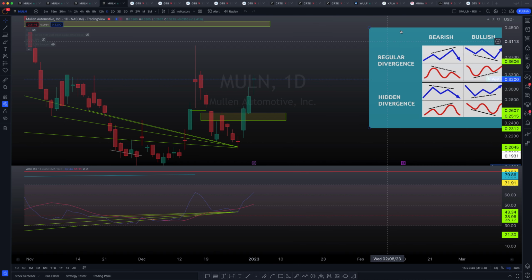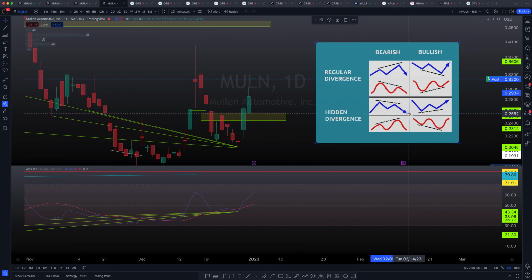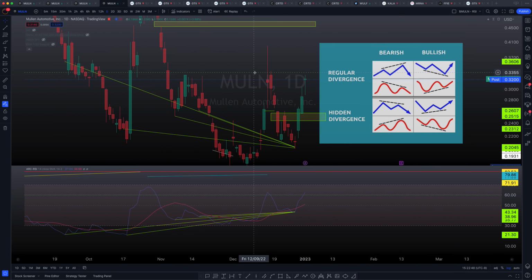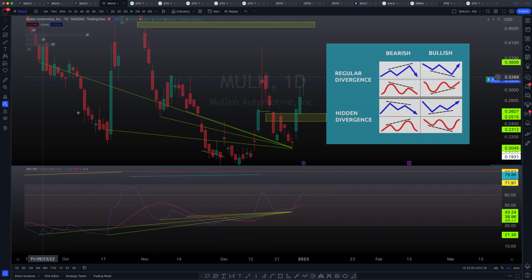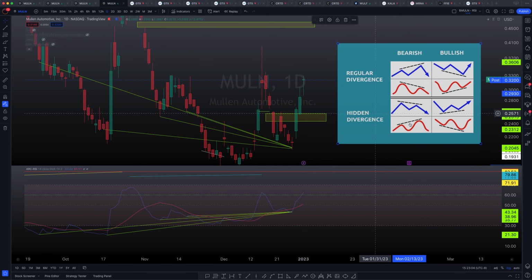Okay, so now let's go over the divergences first. Divergence is opposition between price action and momentum, and in this case momentum is represented by RSI, the relative strength index. The purple line represents the RSI signal itself. The 14-day moving average is this pink line. And this is the divergence diagram that I have here for you to take a look at.